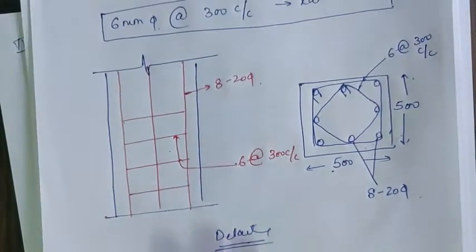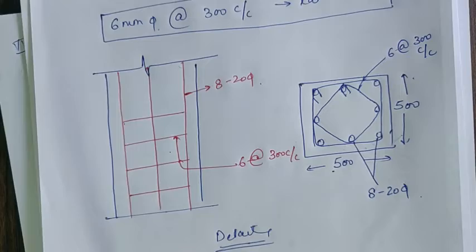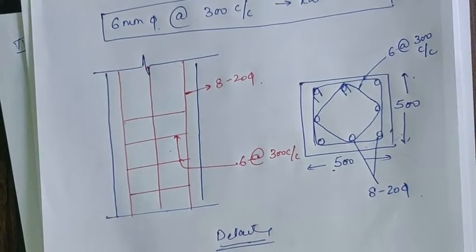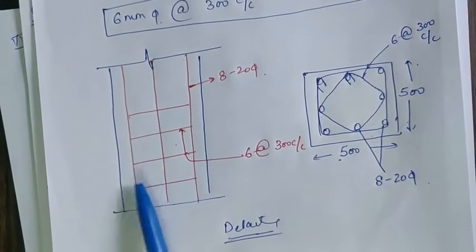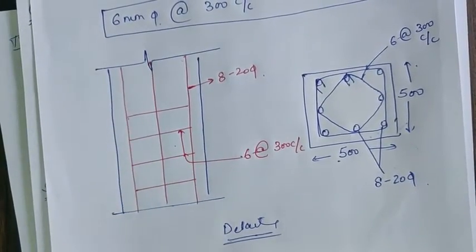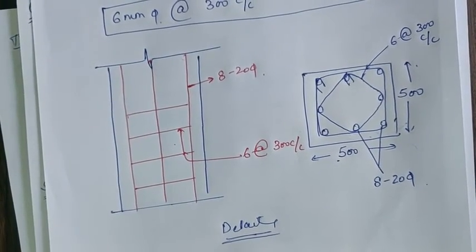I think the question is clear to you. The design is clear to you. So next class I will be telling you about the design of the axially loaded short columns only, but the reinforcement will not be lateral ties, it will be spiral. Okay. Till then do this question and try 1 or 2 questions on your own. Thank you.